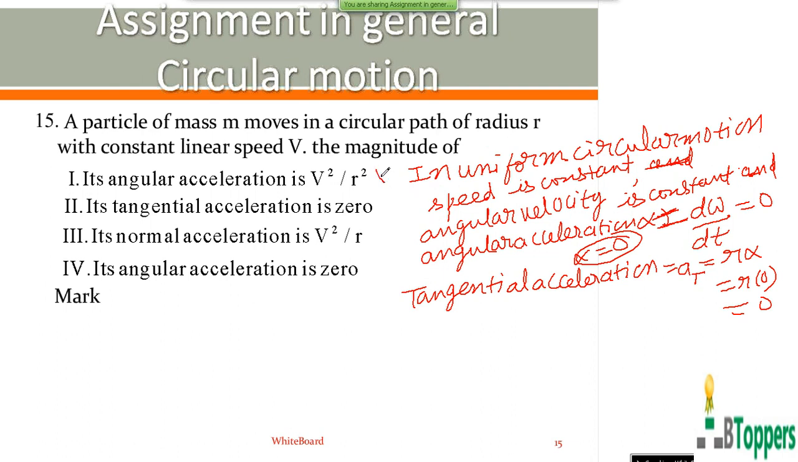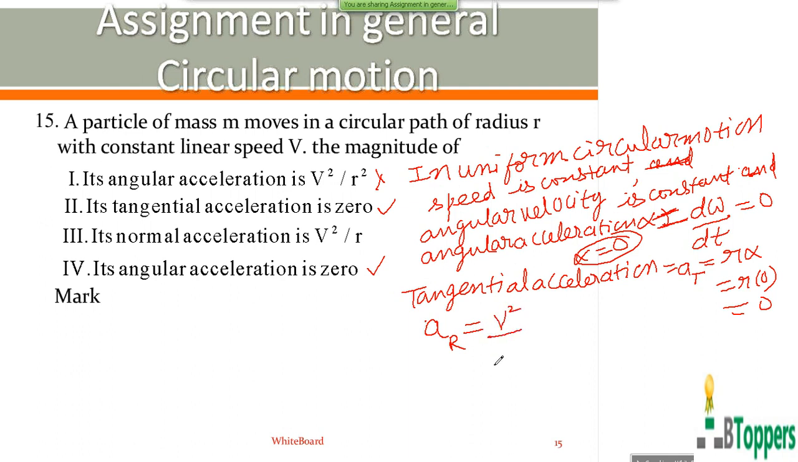That means the first statement is wrong, second statement is correct, fourth statement is correct. But the particle will have an acceleration which is called radial acceleration or centripetal acceleration. The radial acceleration acts along the radius of circular path towards center of circular path, which arises due to change in the direction of the velocity.